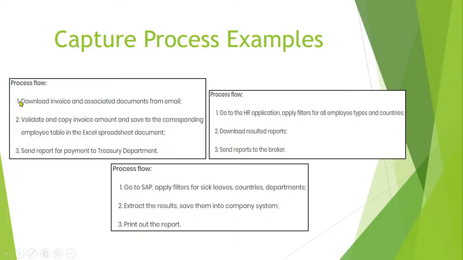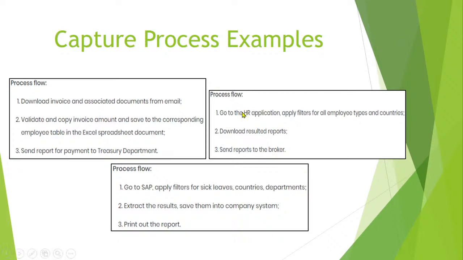When I talk about the first example, you can see here, download invoice and associate documents from email. We will just download the invoice from email and we will validate the email. Whether it failed or succeeded, we will send the report to the treasury department. There is no decision here. We are not separating the data. We are only sending the approval verified status. So here I didn't find any decision making or complexities in the process. So I'll obviously go for the capture process.